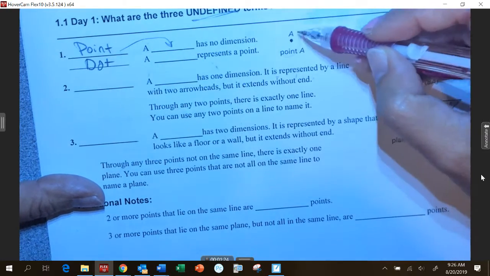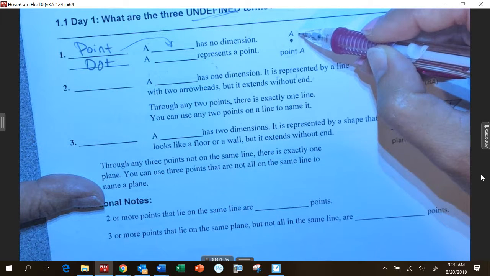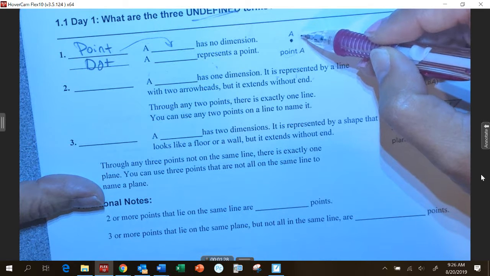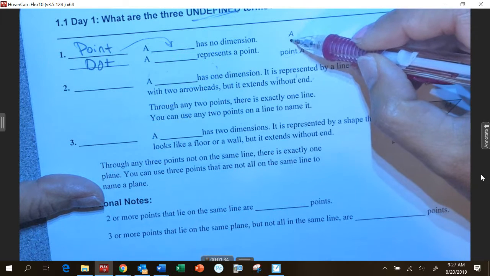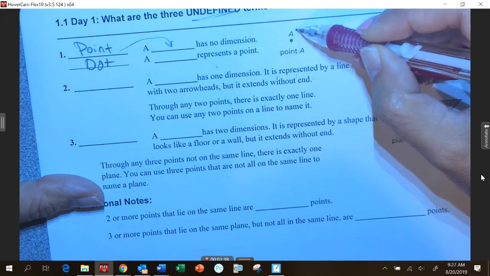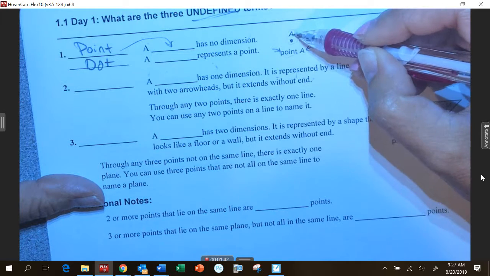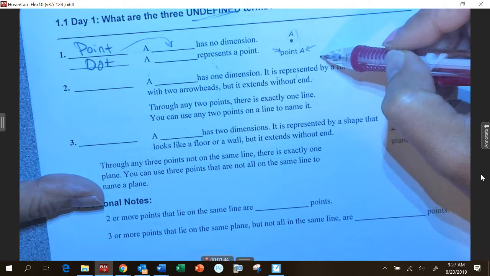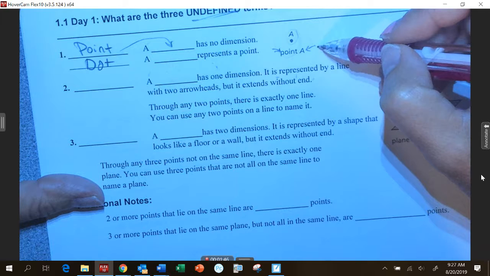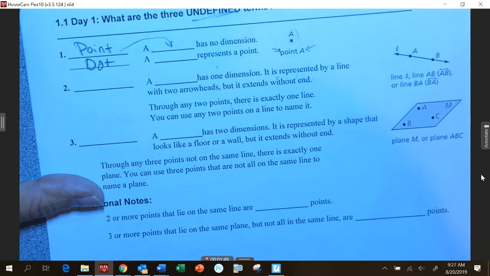So what is this capital A right above it? Well, the location is the dot. So what do you think this is? Maybe if you read right here, it will tell you what that is. Point A. That's its name. Its name is A. Point A.